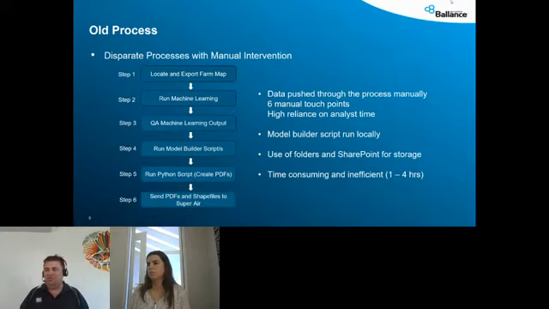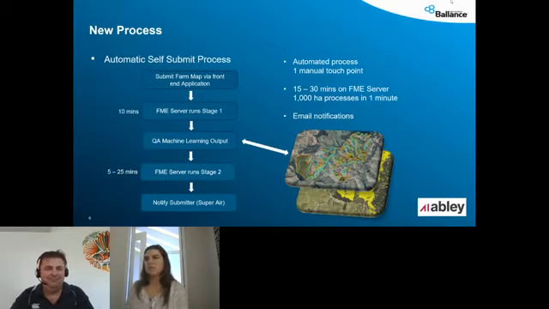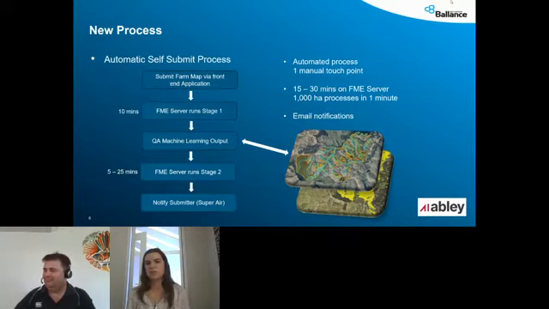Basically, each job was taking between 1 to 4 hours as well, so it was very time consuming and inefficient. So Ruby will now just take you through the new process where we introduced FME. So with the inefficiencies that Andrew has just described in the old process, we decided to engage with Abley, who are our location technology partner, to work on streamlining our processes in FME.